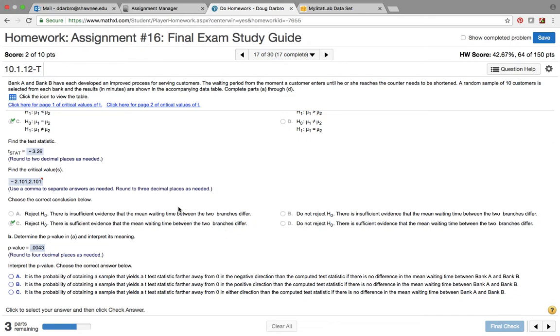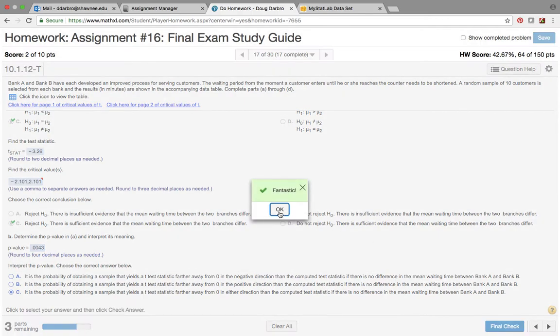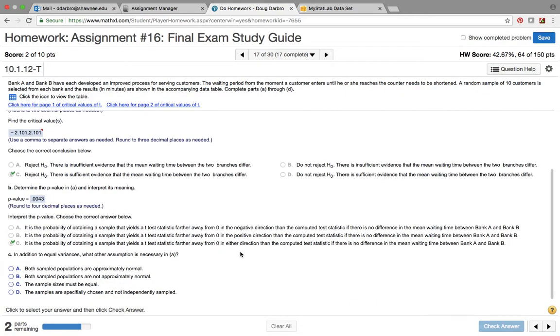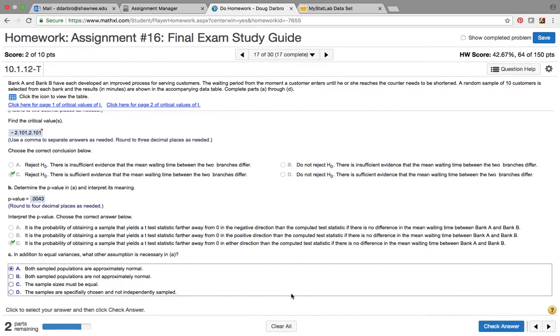Interpret the p-value. It is the probability of attaining a sample that yields a test statistic further away from 0 in the negative direction. And guys, it's actually a two-tail test, so it would be in either direction. In addition to equal variances, what other assumption is necessary? Well, guys, we need both samples.